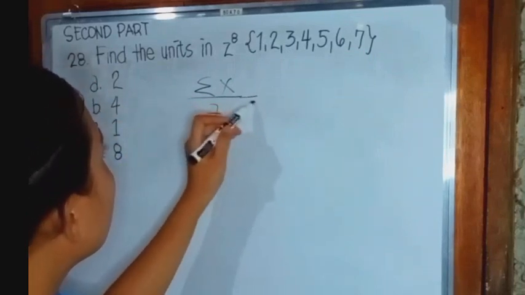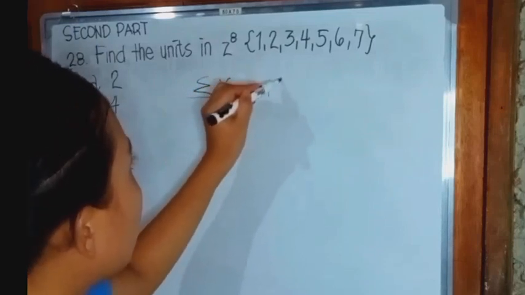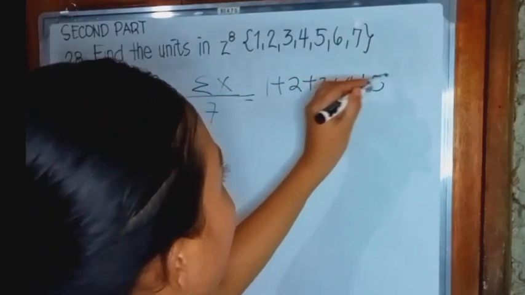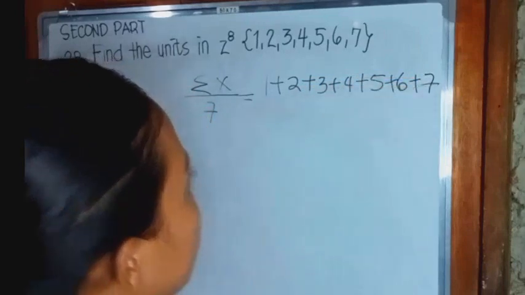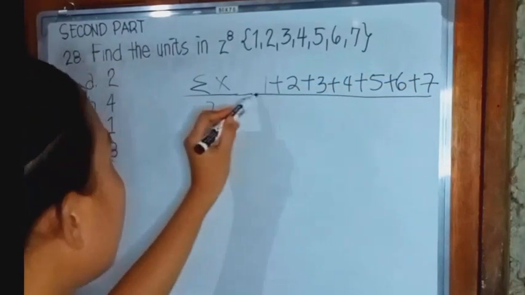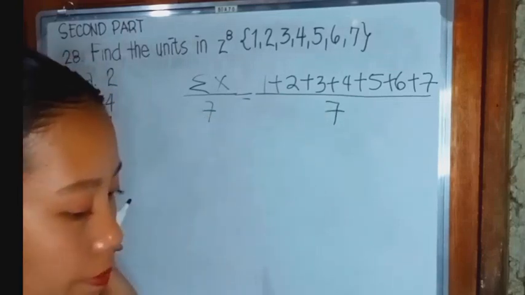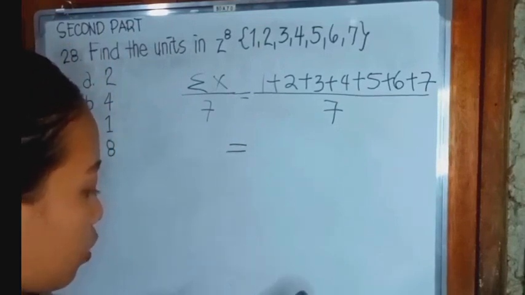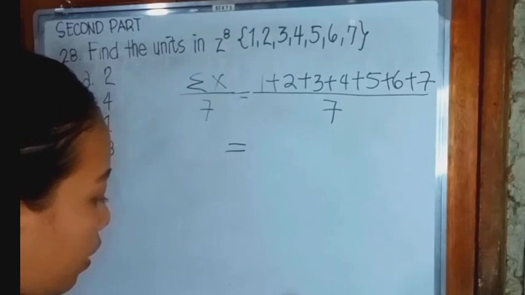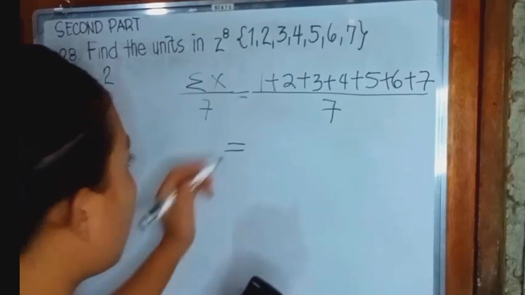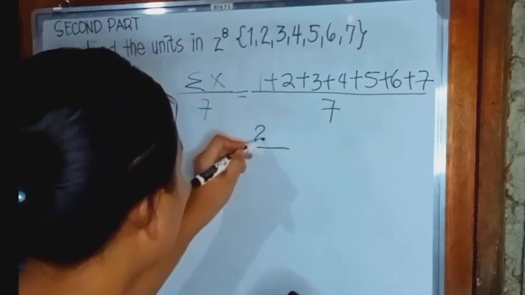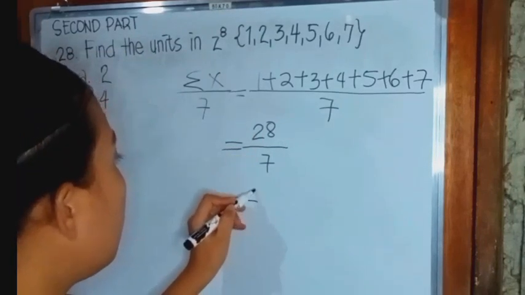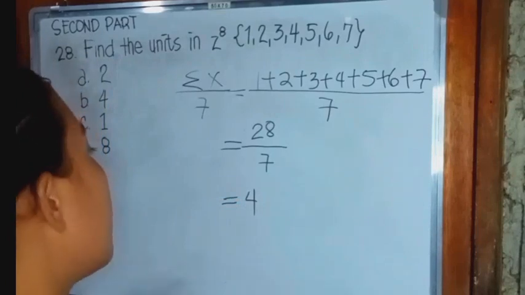So, summation of x, so 1 plus 2 plus 3 plus 4 plus 5 plus 6 plus 7 divided by 7, equals 1 plus 2 plus 3 plus 4 plus 5 plus 6 plus 7 equals 28. 28 divided by 7 is equal to 4. Therefore, the answer is letter B.